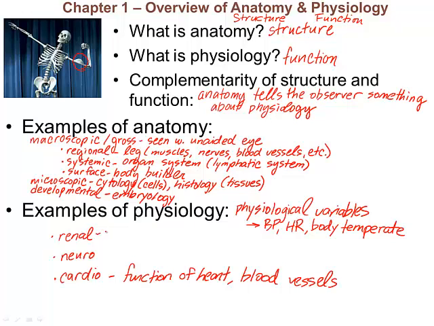Renal is the study of the urinary system, the bladder, and the kidney. The word renal actually means kidney. And then neuro is going to be the study of the brain. So a doctor who is specifically focusing on how the spinal cord functions, possibly how the brain functions, would be an example of a neurophysiologist. So make sure you're aware of these different ones.